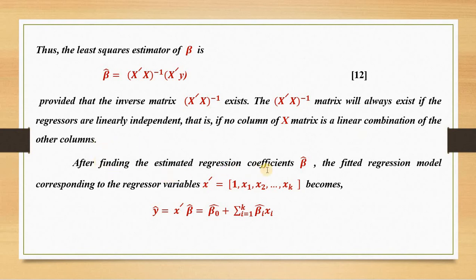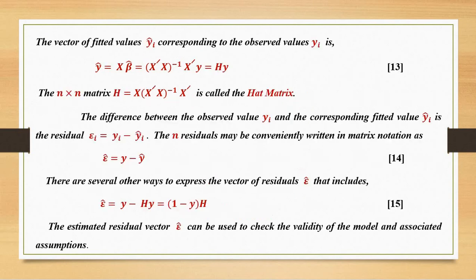After finding the estimated regression coefficient beta cap, the fitted regression model corresponding to the regressor variables x prime, that is 1, x1, x2 up to xk, becomes y cap, which is equal to x prime beta cap. This is nothing but beta naught cap plus summation i from 1 to k beta i cap xi. So the vector of fitted values yi cap, the estimated values corresponding to the observed values yi, is y cap equal to X beta cap.